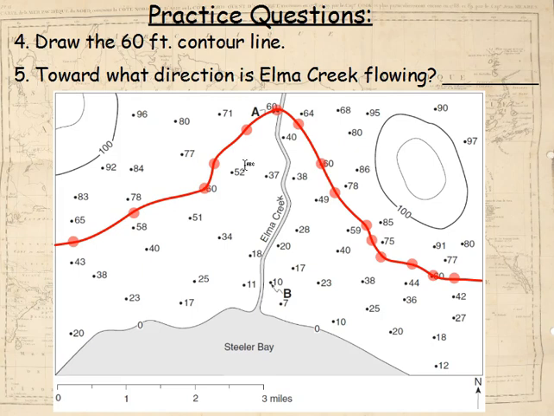So what we can do is we can look and say which way the contour lines are pointing. Remember, contour lines will point upstream, so they point in the direction opposite of the stream flow. So right here, if you look, this contour line is pointing towards the north, or towards this way with the stream. So the stream is going to flow downward this way towards Steeler Bay. So the stream is going to be flowing south.